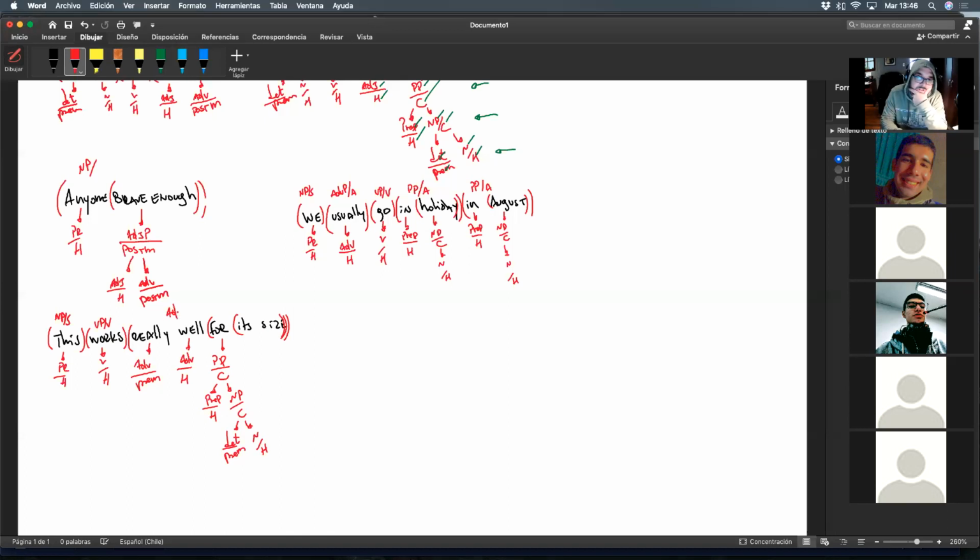Therefore, adverb phrase adverbial. So this example is really interesting because you have a very big adverb phrase where you have well as the adverb head and then really as an adverb pre-modifier. Then for its size is a prepositional phrase complement. In this sense, adverb phrases and adjective phrases behave pretty much in the same manner. Okay. Let's remember that you can also say this. You can also say well enough.